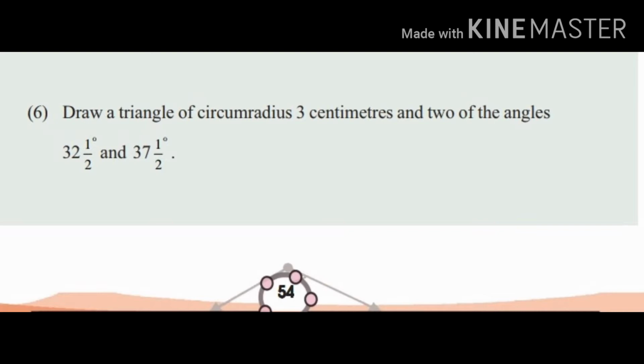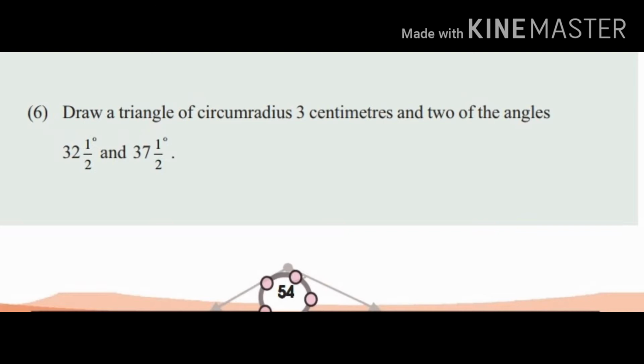And circumradius 3 cm means circumcircle, that you learned in 9th standard. Circumcircle means what? A circle outside the triangle. That means all the three vertices must be on the circle. So in order to draw that, first of all we need a circle. Here only the circle's measurement is given. Okay, and for the triangle, angles are given, not sides.